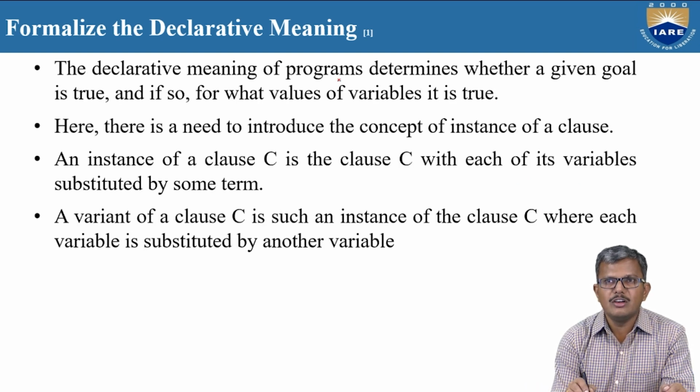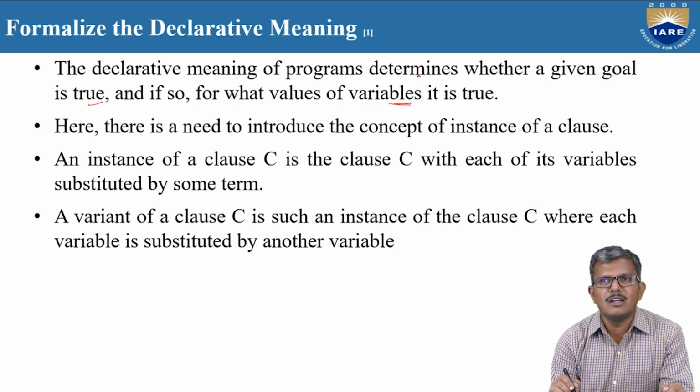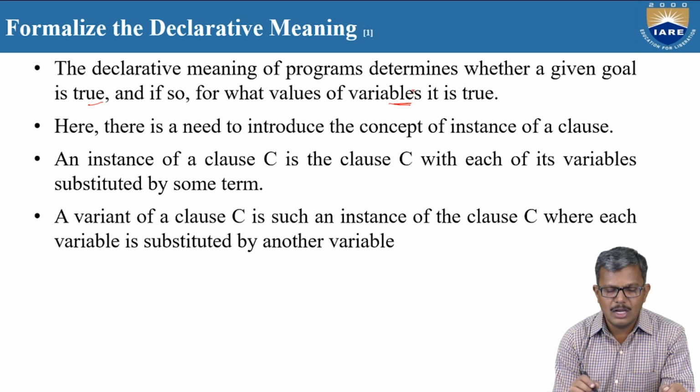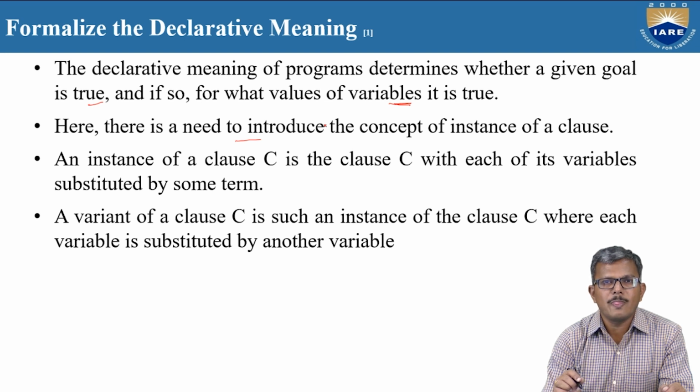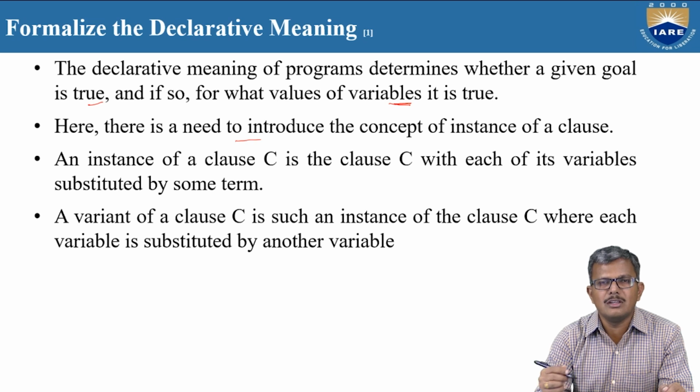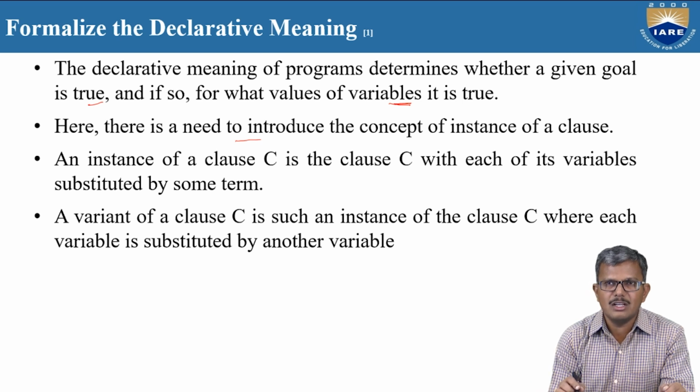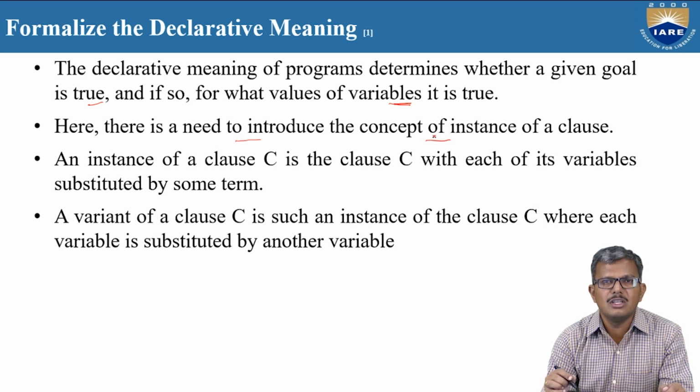So the declarative meaning of programs determines whether a given goal is true, and for what values of variables it is true, which we are going to see. And here there is no need to introduce the concept of an instance of a clause. As we have seen in matching, until and unless you do the instantiation, you cannot prove that the matching is successful. But in this particular case, it's not necessary to understand the concept of instantiation when we are talking about clauses.